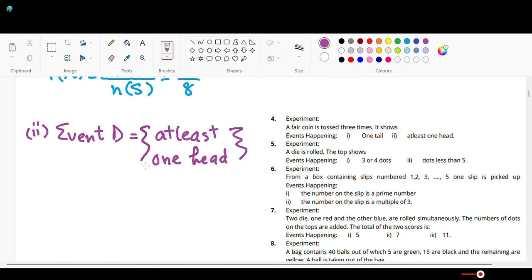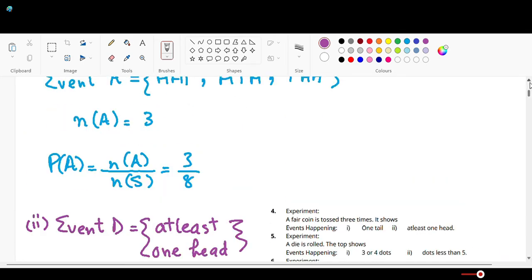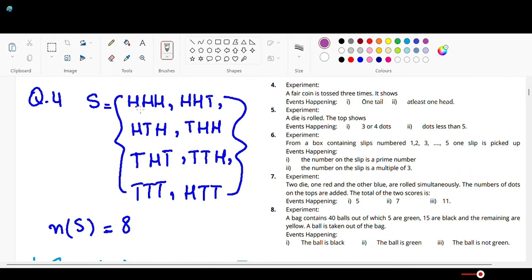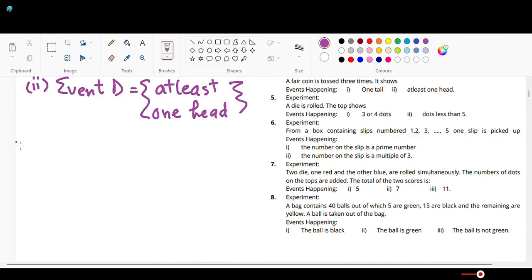Let's look at the outcomes that have at least one head. Triple H is 1, double H T is 1, HTH is 1, THH is 1, THT is 1, TTH is 1, HTT is 1. There are a lot, so I'm just going to write them down. Event D is equal to triple H, because it has at least one head. Then we also have double H T, and then we have HTH.